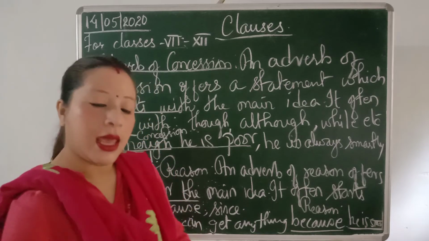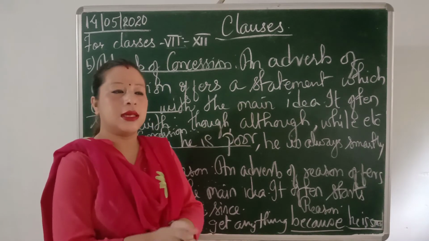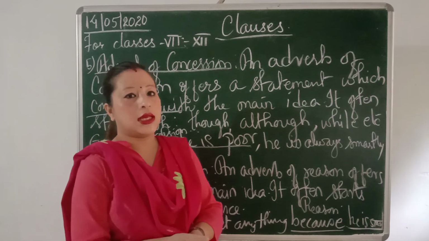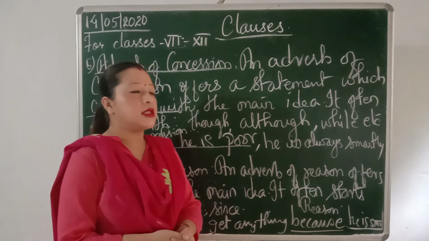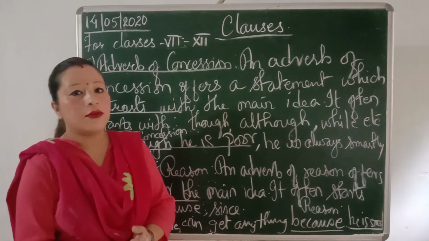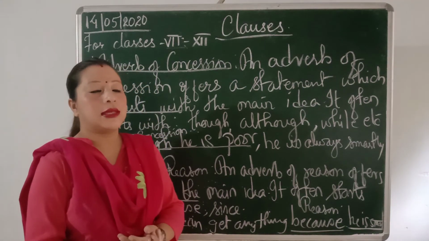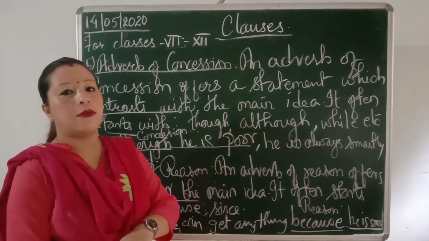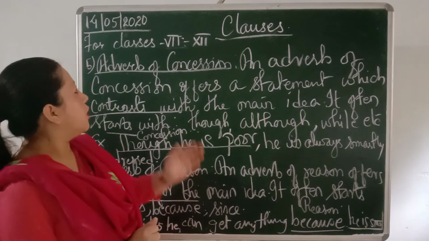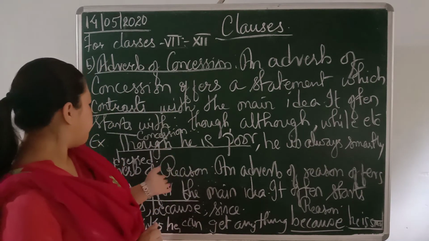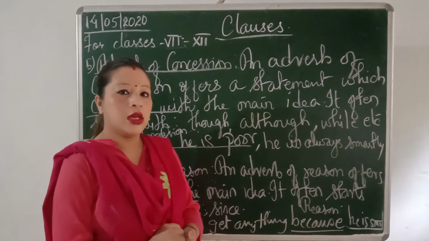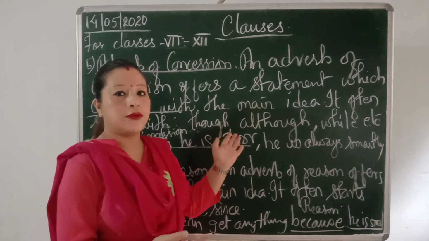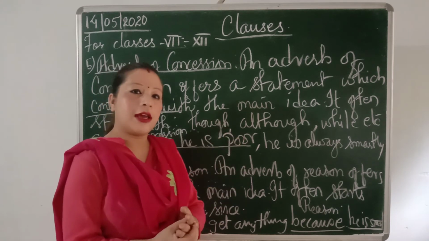So today I taught you all about clauses, the definition of a clause, examples of a clause, and the types of clause. There are 3 types of clause: noun clause, adjective clause, and adverb clause. And the adverb clauses are of many types: adverb of time, adverb of manner, adverb of place, adverb of concession, adverb of reason, and many more. So with the help of examples, I defined all the adverbs accordingly, and I hope you all have understood.